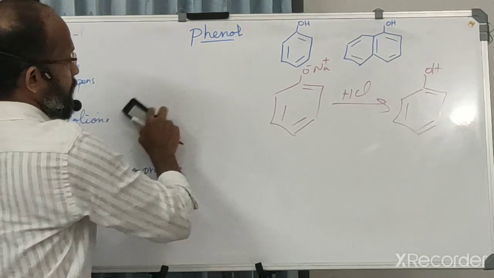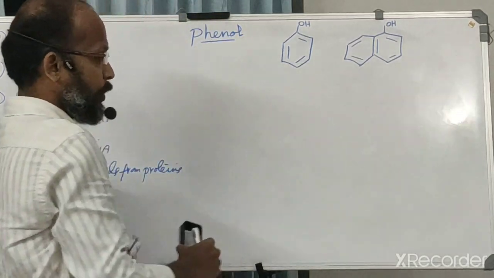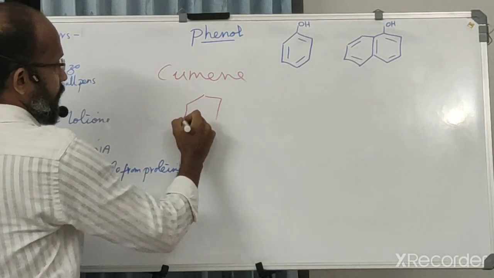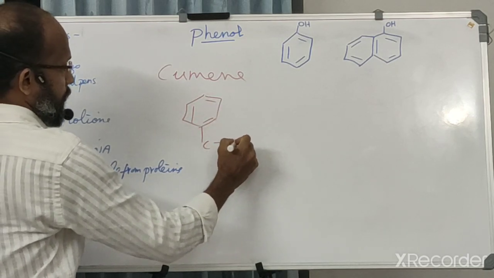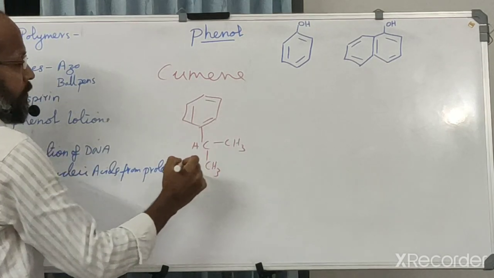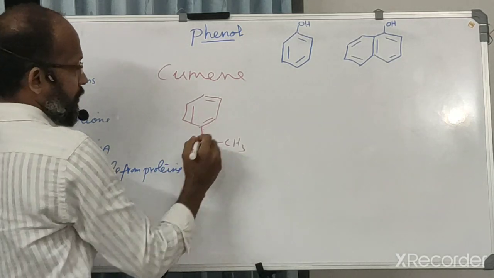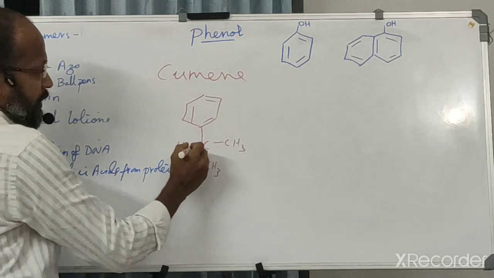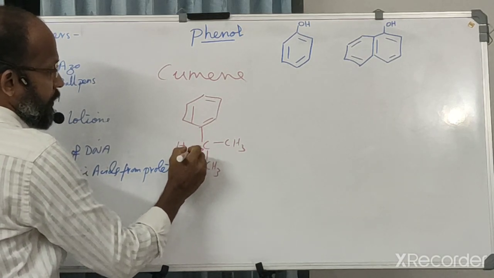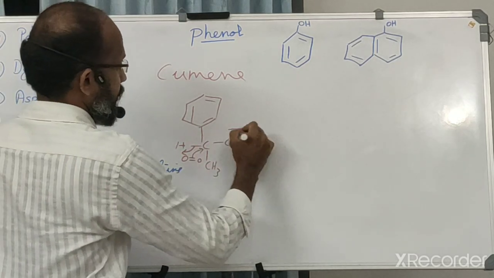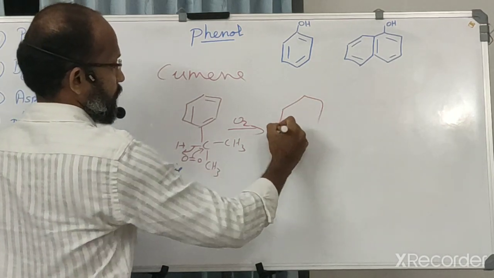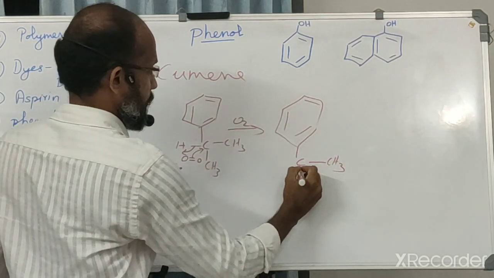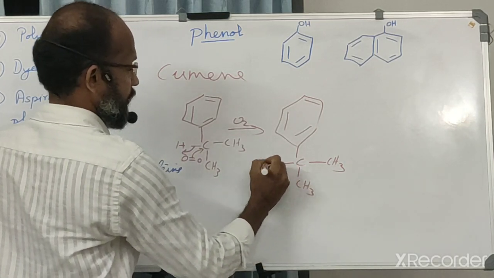Another method is from cumene. Cumene is actually 2-phenyl propane. On air oxidation, a bond will be shifted to this position and this bond to this position, and you will get cumene hydroperoxide, which can be represented like this, with CH3 here. This is cumene hydroperoxide.